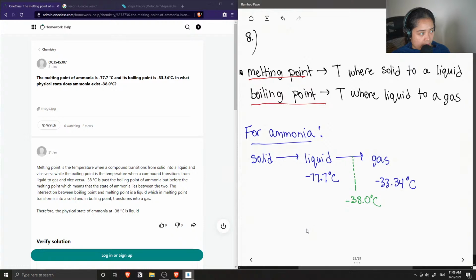And we need to know what physical state ammonia exists at this temperature. So we can see that it is a bit cooler than when it's a liquid, but it didn't reach its boiling point yet to turn into a gas. So therefore, at this temperature, ammonia is a liquid.